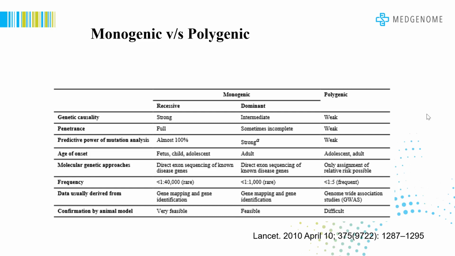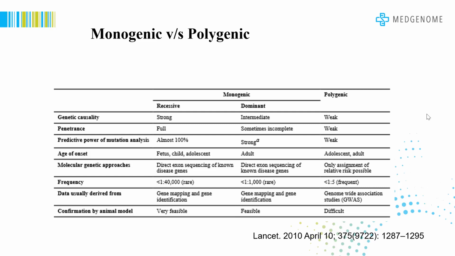If we go to penetrance, an autosomal recessive monogenic condition will have full penetrance, whereas a dominant condition may sometimes have incomplete penetrance, and polygenic conditions will always have weak penetrance. As for age of onset, in an autosomal recessive monogenic condition it may be in utero, in the fetus itself, childhood, or adolescence. A dominant condition will usually be in adulthood, whereas a polygenic condition will be in adolescence or adulthood.